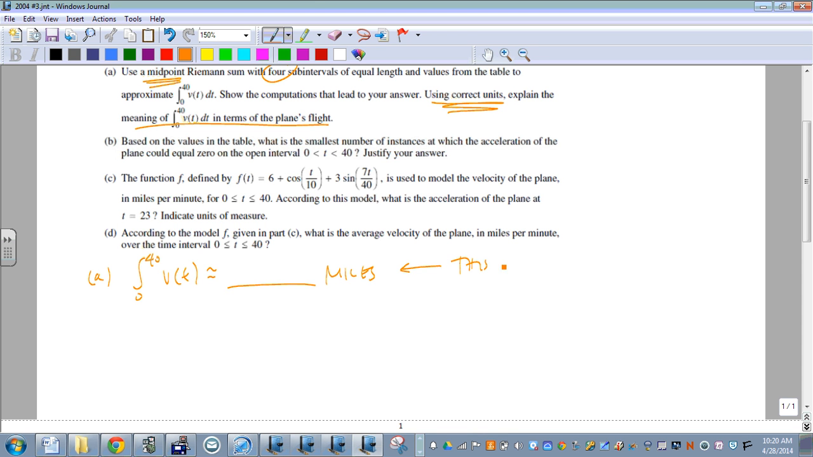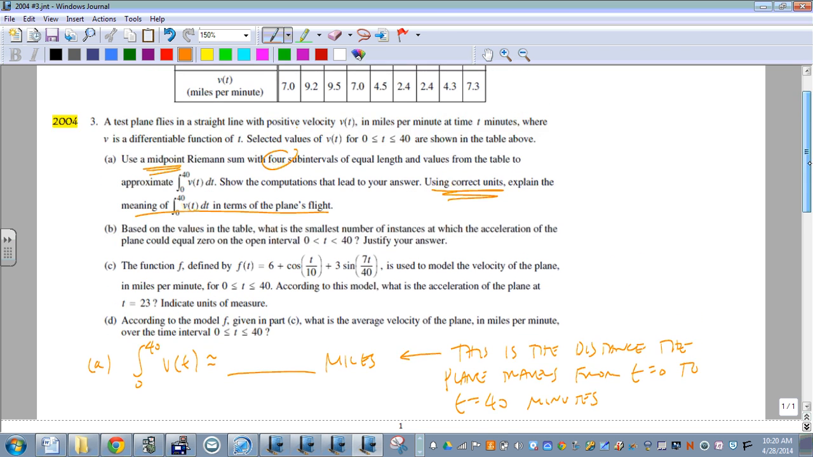So this is the distance the plane travels from t equals 0 to t equals 40 minutes. Right? That's all it is, the distance the plane travels. Now we need to approximate that. And we're using Riemann sums, midpoint Riemann sums.